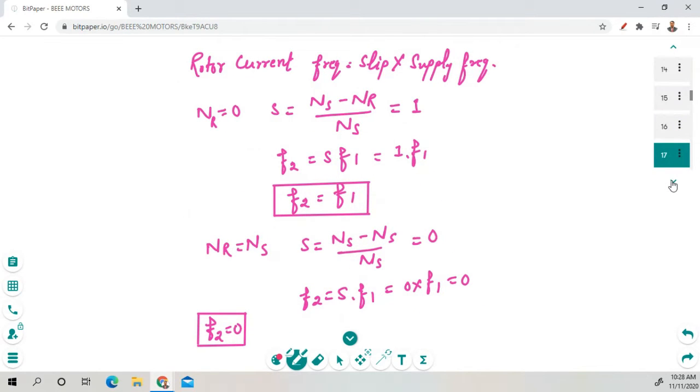So these are the points we will discuss in this section. And today we have one more lecture in the evening. So we will cover all these points.